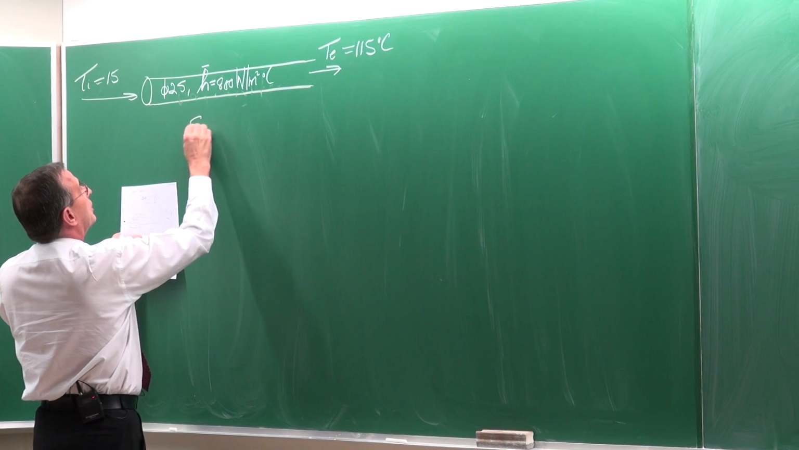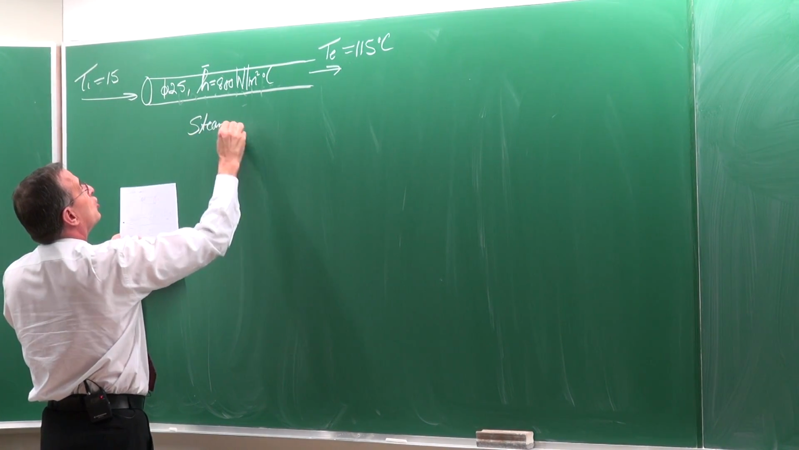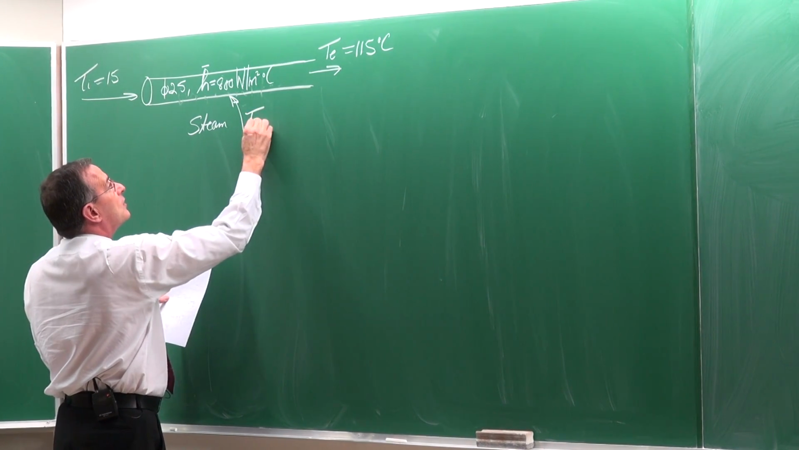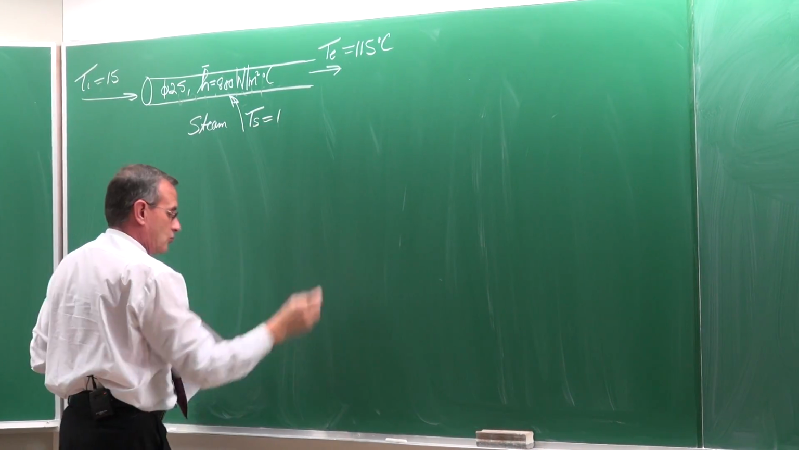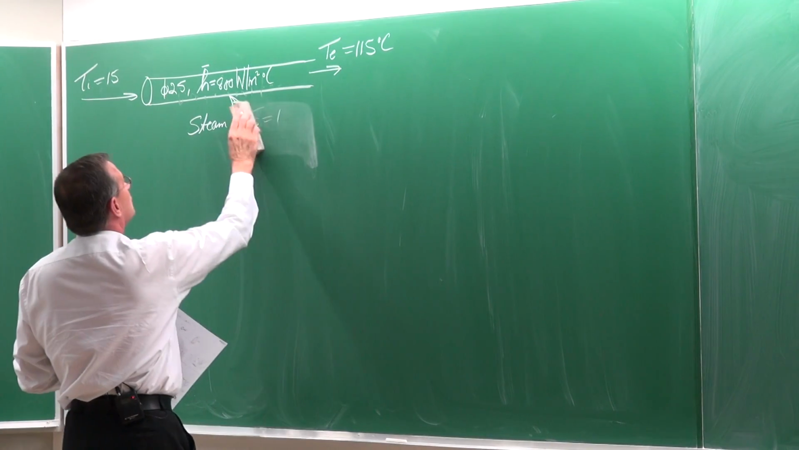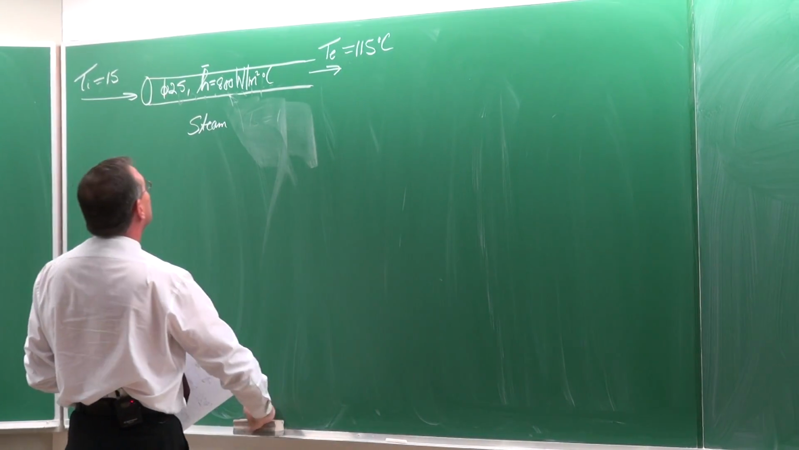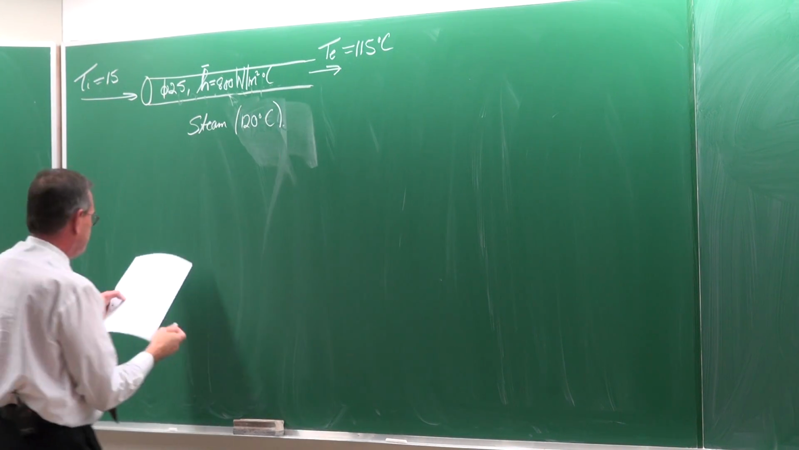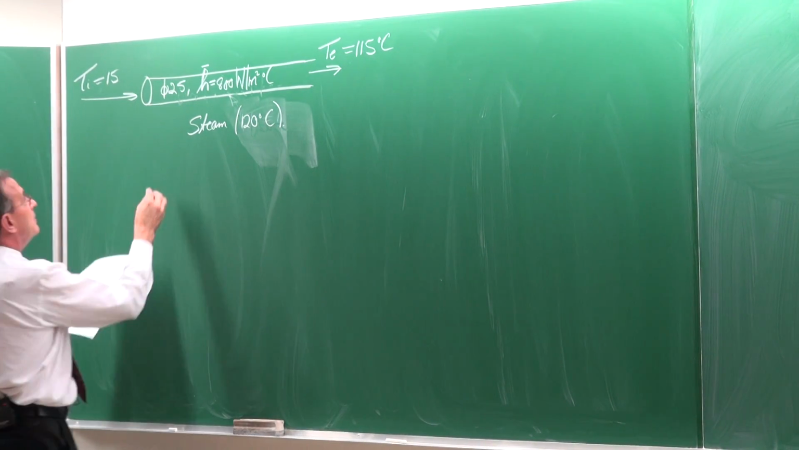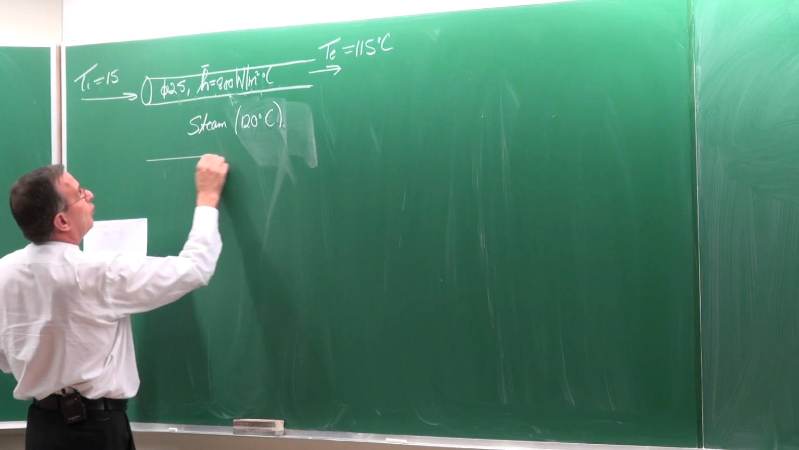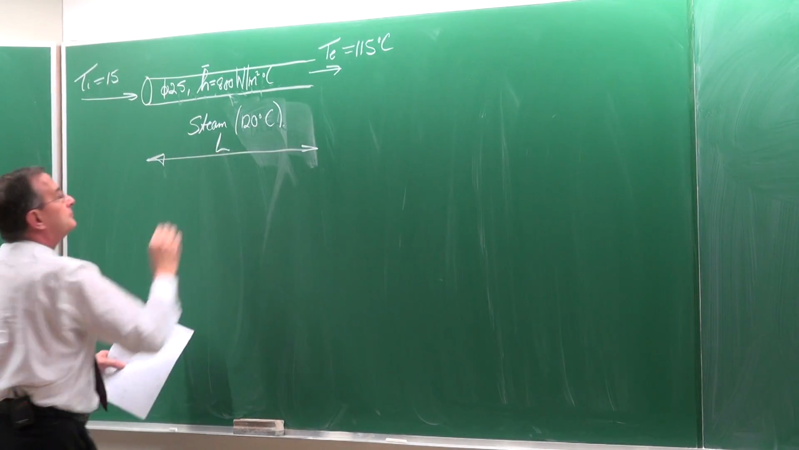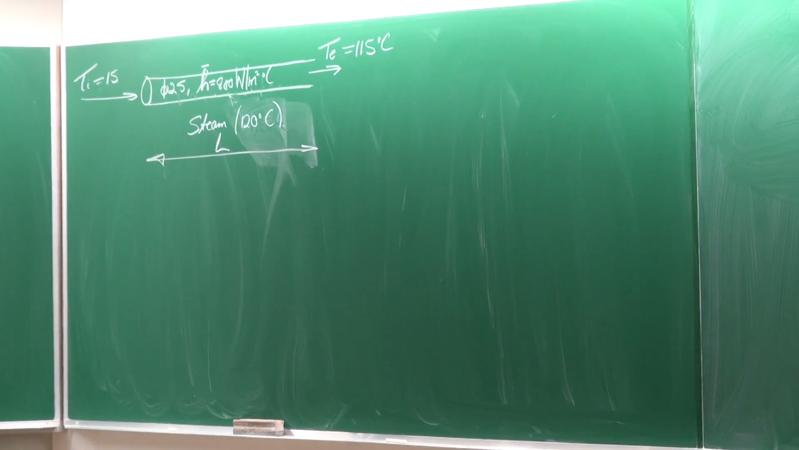Here on the outside, we've got steam, which is condensing on this surface at 120 degrees Celsius. The question is, how long must this tube be? How long must it be?